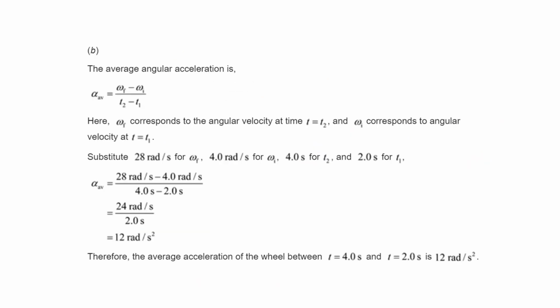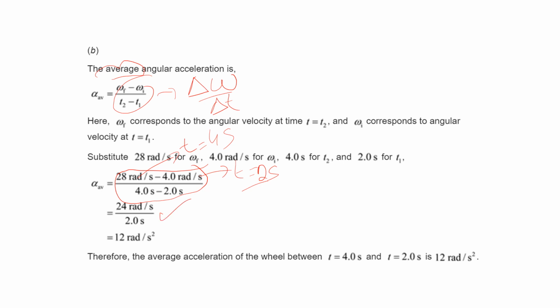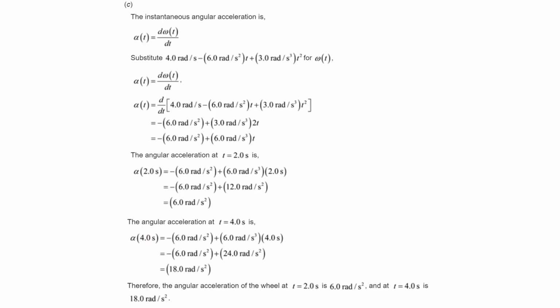In a similar way we can find the average angular acceleration by our delta formula, that is delta omega over delta t, and we just need to put in the values. The 28 radian per second has been found at 4 seconds, and the other at the time 2 seconds, and we just have to put in the values, and we end up with 12 radians per second squared.